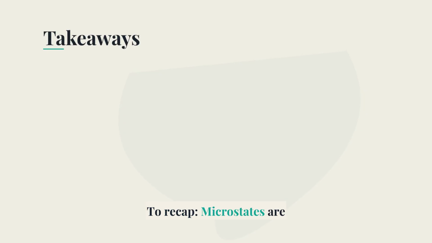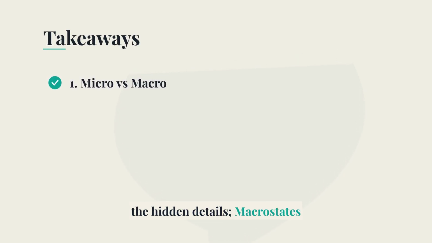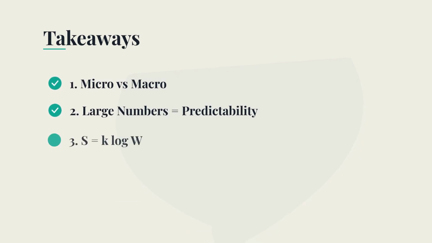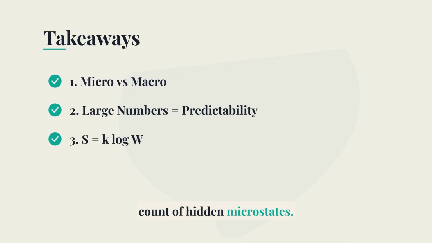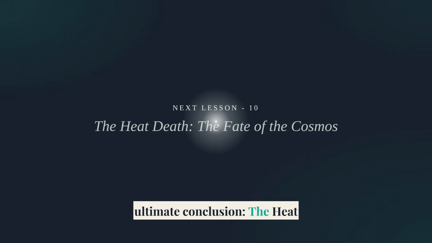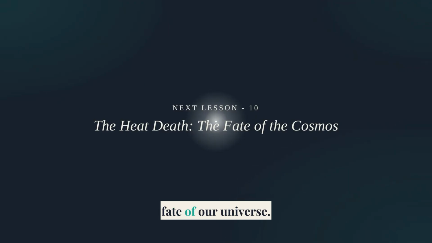To recap, microstates are the hidden details. Macrostates are the visible effects. Sheer numbers create predictability. And entropy is the count of hidden microstates. Next time, we take these laws to their ultimate conclusion, the heat death and the final fate of our universe.